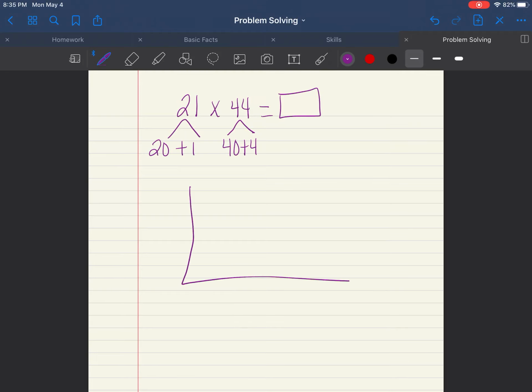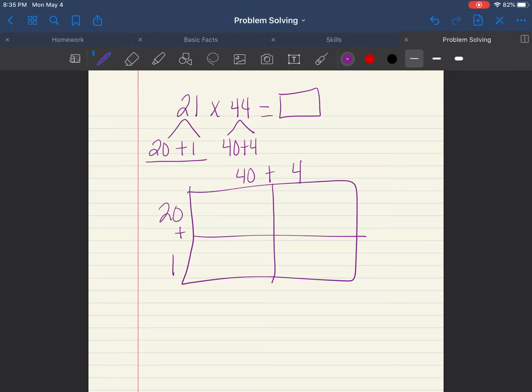The 21, we decompose it with 20 plus 1. And 44, we decompose with 40 plus 4. I'm going to do my window or my area model. And it's going to be 20 plus 1. And then 40 plus 4. I'm going to share my two neighbors.